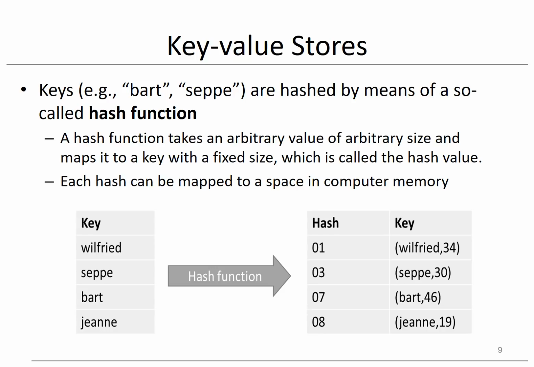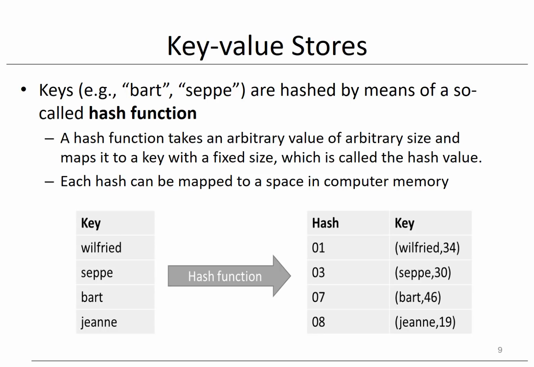To make the data structure of a hash map more efficient, its keys, such as BART, SEPA, and so on in the previous example, are hashed by means of a so-called hash function. A hash function is a function which takes an arbitrary value of arbitrary size and maps it to a key with a fixed size, which is called the hash value, hash code, hash sum, or simply the hash. Each hash can be mapped to a space in computer memory, allowing for rapid, exact lookup of a key. You can see this illustrated here.